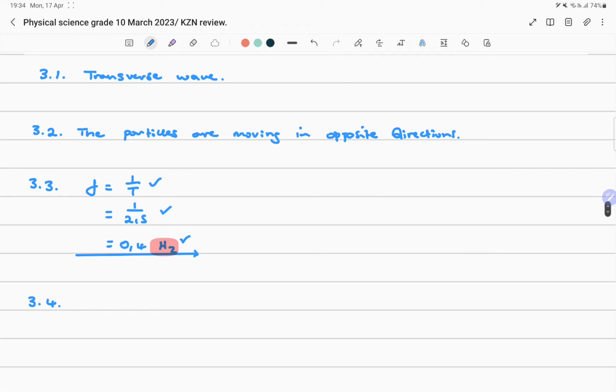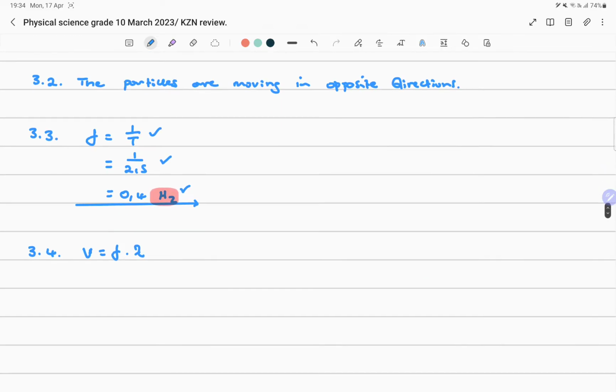So here we know that the general wave equation tells us that the speed equals the frequency multiplied by the wavelength, and for us to get that distance we need to find the wavelength.